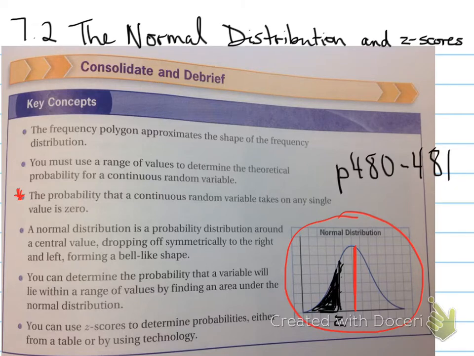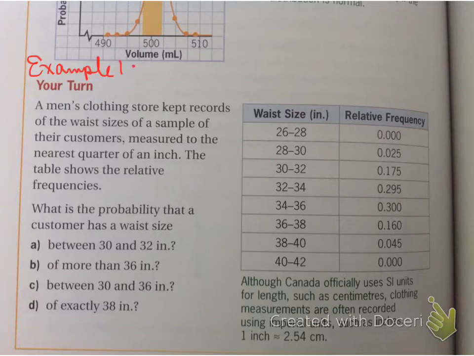Okay, sorry. Let's look at example number 1. A men's clothing store kept records of the waist sizes of a sample of their customers, measured to the nearest quarter of an inch. The table shows the relative frequencies. What is the probability that a customer has a waist size between 30 and 32 inches, of more than 36 inches, between 30 and 36 inches, and exactly 38 inches?